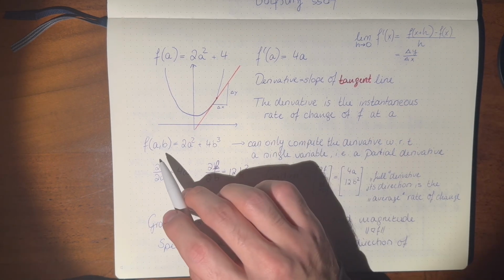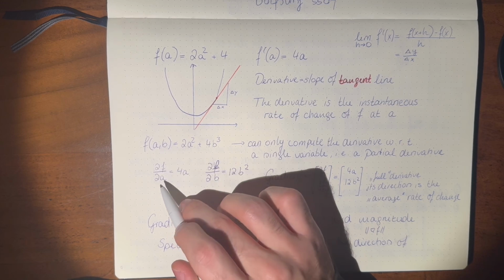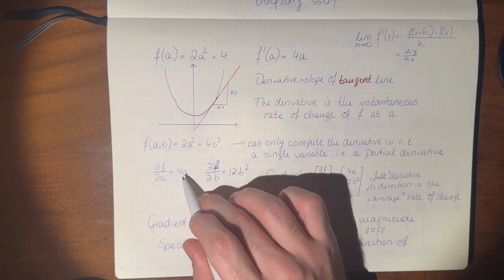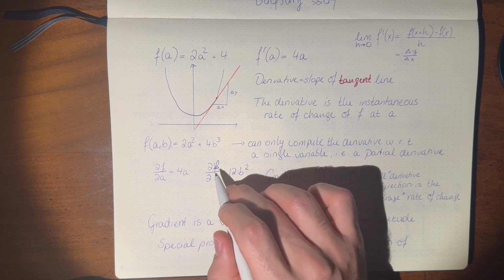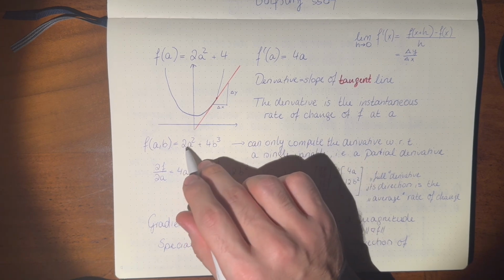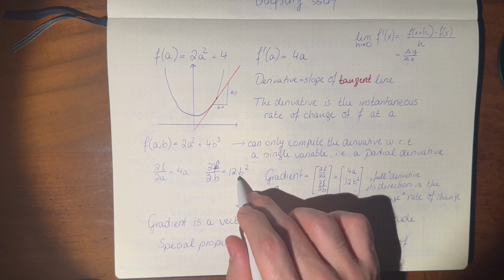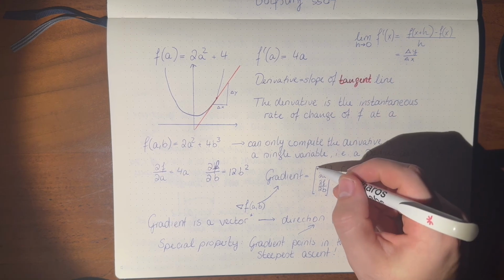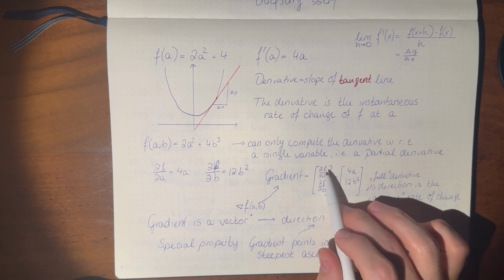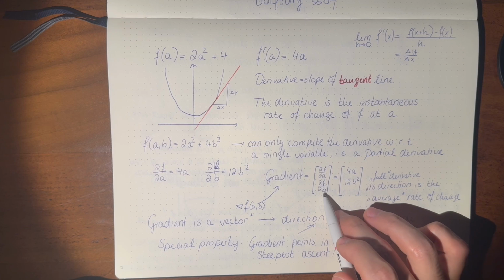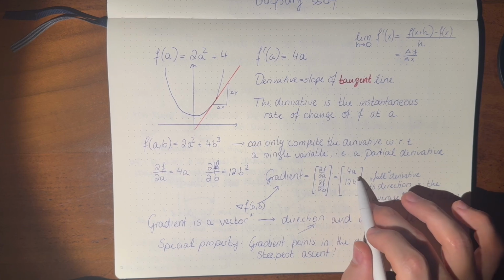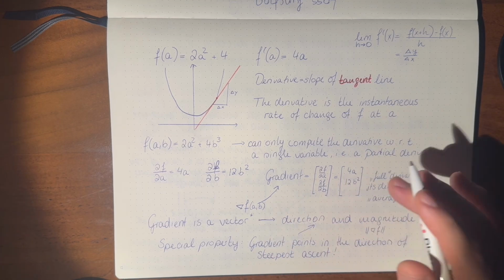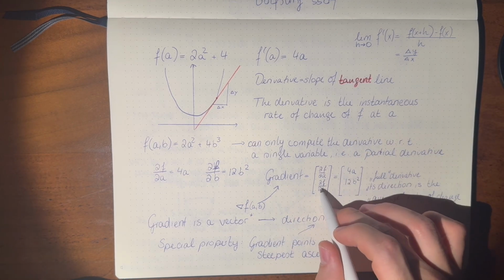For example, if you were to take the partial derivative of this function with respect to a, then b becomes a constant, and the partial derivative is 4a. And if you take the partial derivative with respect to b, then a is the constant, and you're left with 12b squared. And the gradient is a vector which contains all of those partial derivatives. So it's the partial of f with respect to a and with respect to b. So in this example, that's 4a and 12b squared.